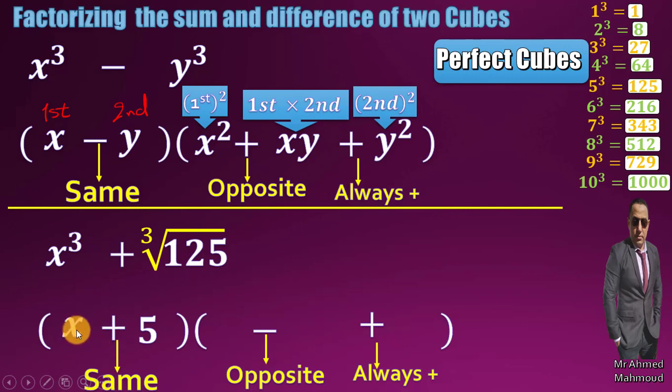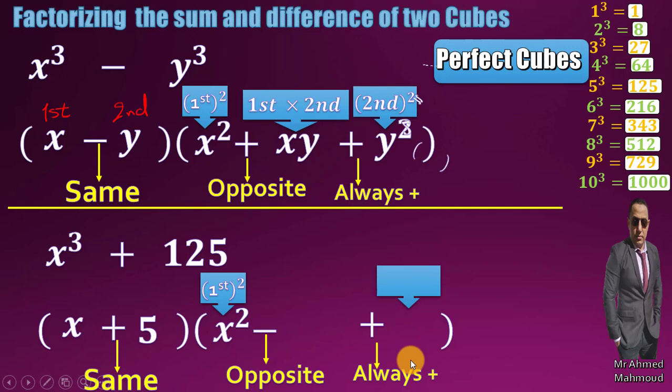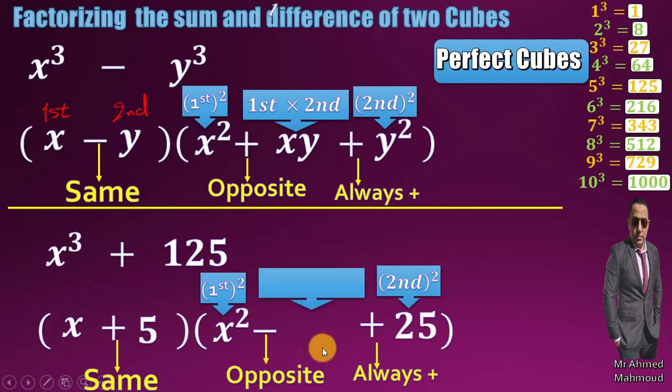Now this is the first and this is the second. First power of 2 here, second power of 2 here, 5 power of 2 equals 25, and finally here first times second, x times 5 equals 5x, as we see. Okay, this is a very easy way. This is a systematic way. We use this way for all cubic difference or sum of two cubes.